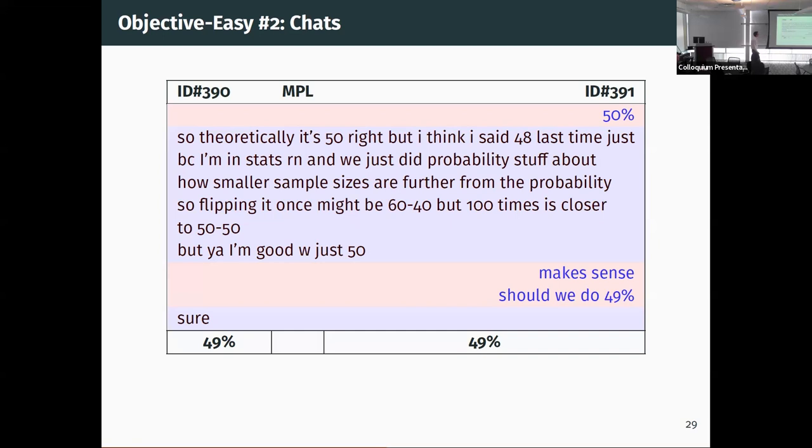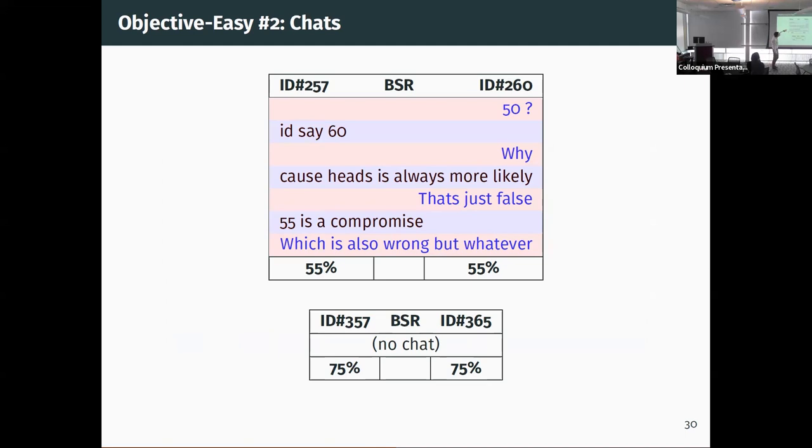This one is a little bit more silly. So 50, I said 60. Why? Because heads is always more likely. That's the fault. 55 is a compromise. It's also wrong. Whatever. Again, not manipulating the incentives, just someone's mistake. There's one instance where they didn't even chat at all. So someone just put in 75 and the other person just agreed with 75. I don't know why.